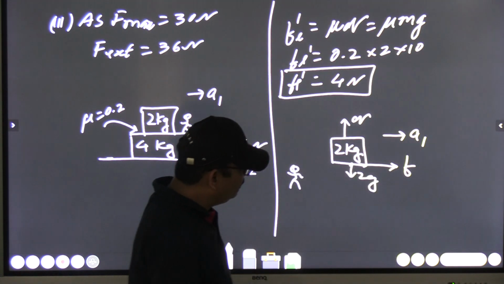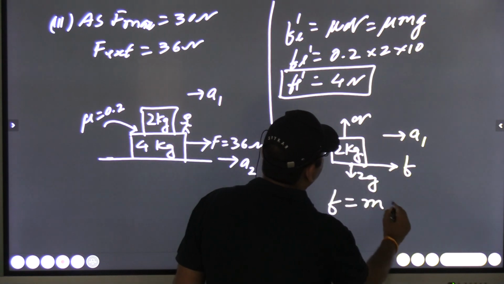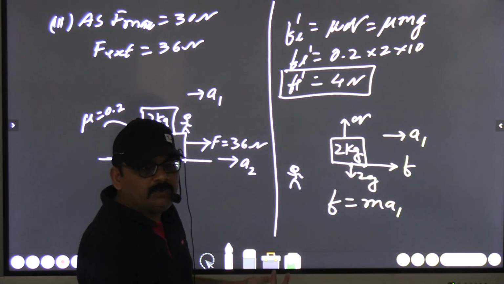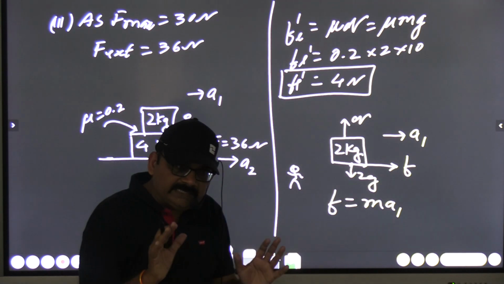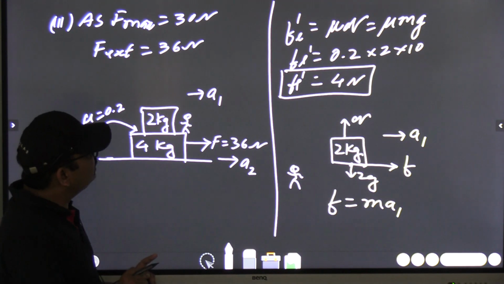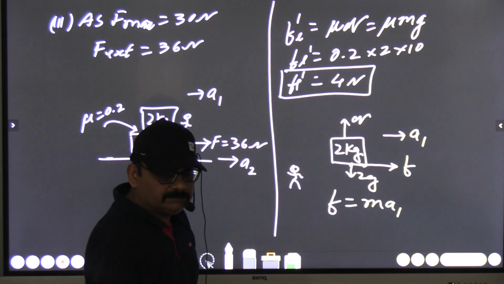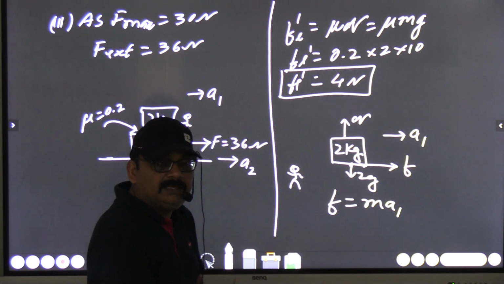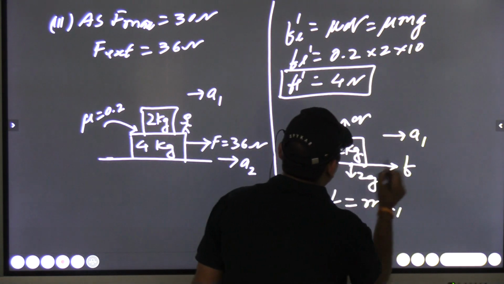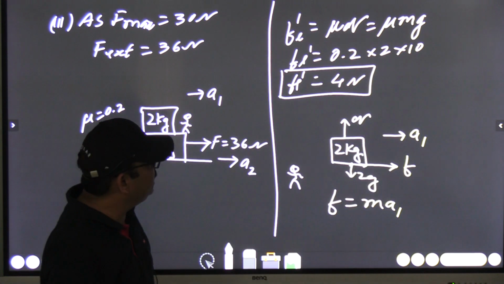Now F is equal to ma1. The only force is 4 Newton. We are not applying external force to the upper body, and this is the only force. If the body is even sliding and going with the lower body, then it is the friction. So the direction of friction is this, and F is equal to ma1. Friction and acceleration both are in the same direction.